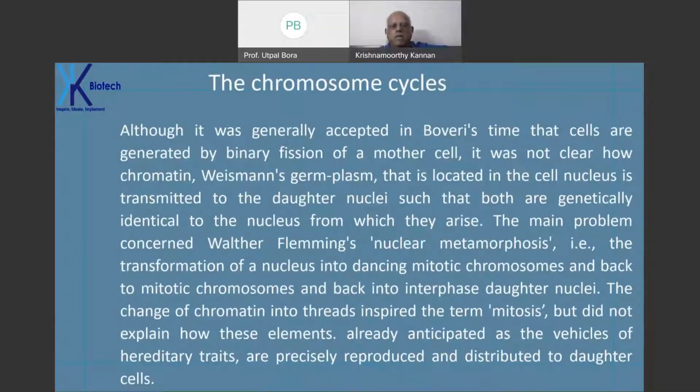The main problem concerned Walter Flemming's nuclear metamorphosis, that is, the transformation of a nucleus into a dancing mitotic chromosome. Because if you look at mitosis, various steps, and meiosis and all that, it is literally a dance being performed, and back from mitotic chromosomes into interphase daughter nuclei. The change of chromatin into threads, okay? So mitosis means thread. It inspired the term mitosis, but did not explain how these elements, already anticipated as the vehicles, are precisely reproduced and distributed to the cells.